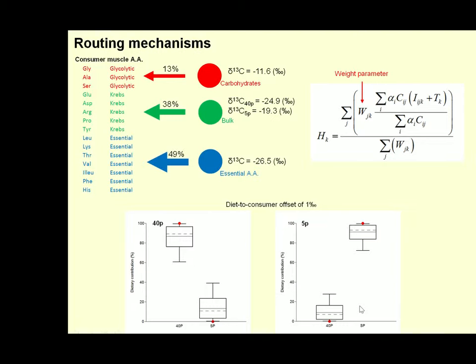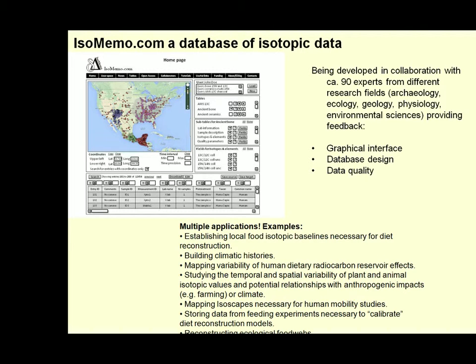Now, all of this data coming from foods, coming from humans, coming from results from feeding experiments needs to be centralized so it can be handled in an efficient way. And that gave origin to the ISOMEMO initiative, which is a database of isotopic data, but also a platform bringing together different people and research groups interested in using isotopic data. Now, this initiative is following a bottom-up approach.